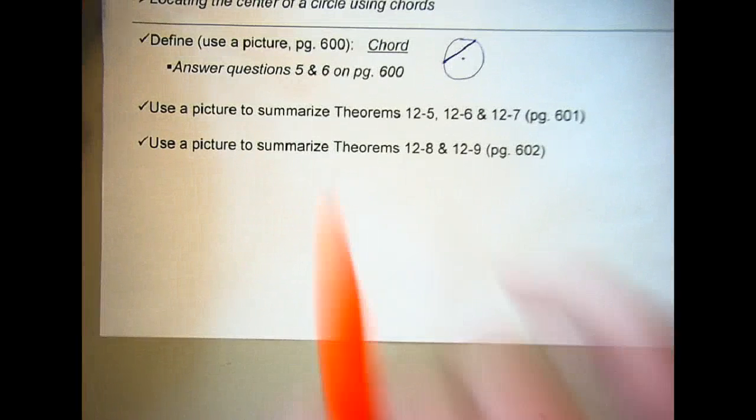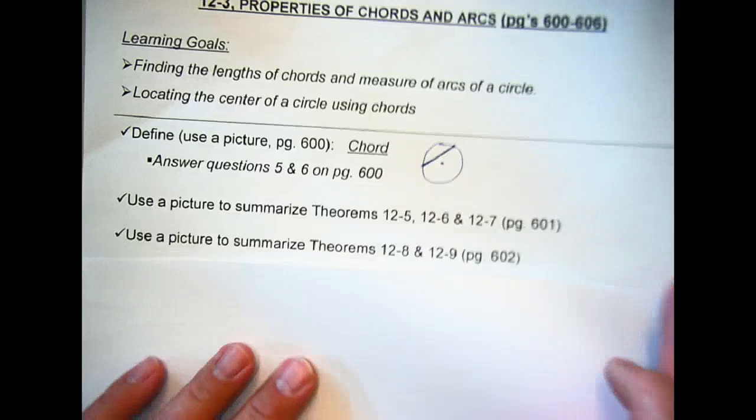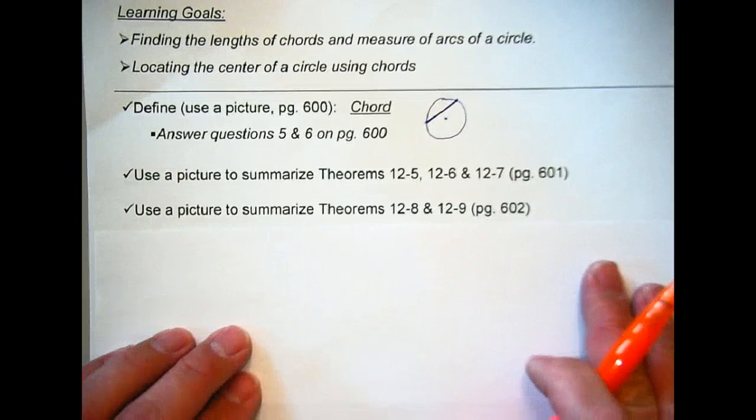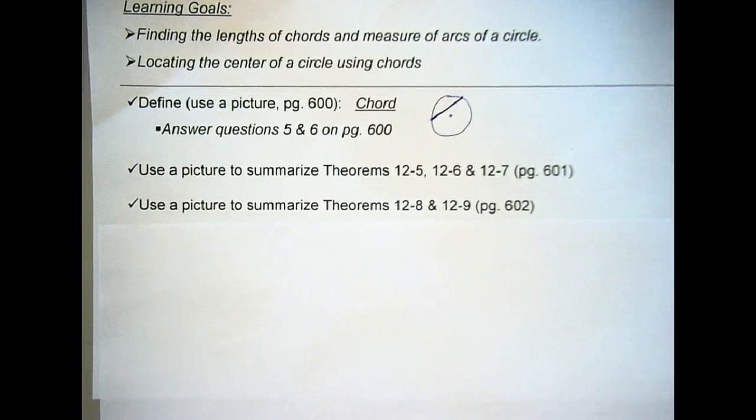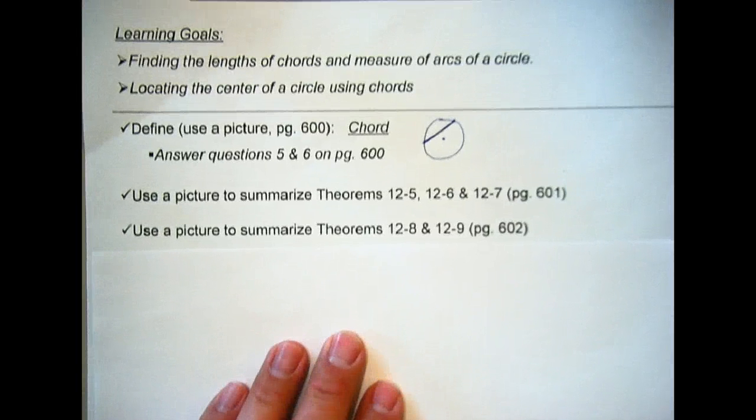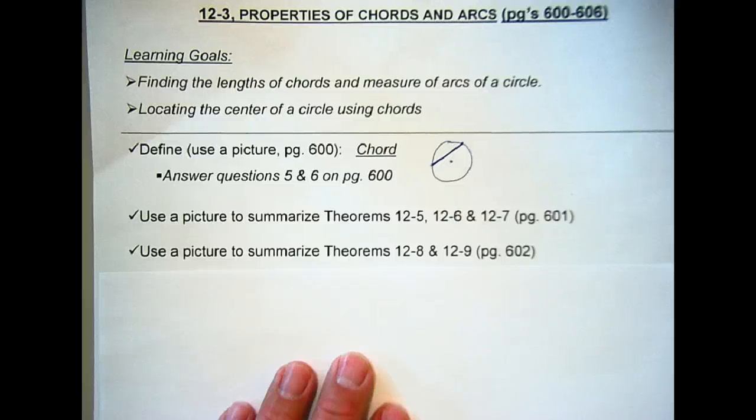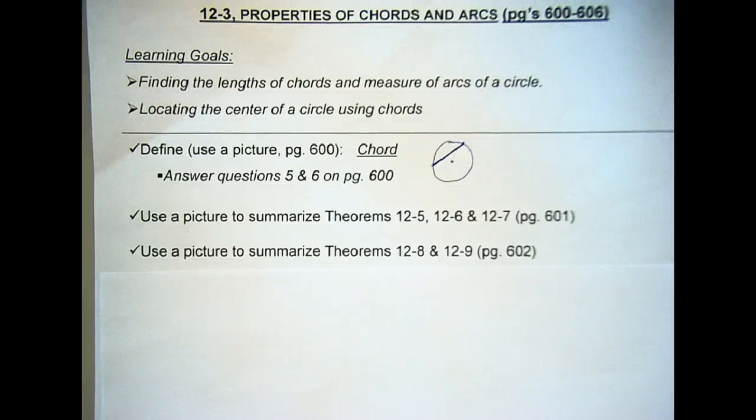Okay, I want you now to use a picture to summarize theorems 12.5, 12.6, and 12.7 on page 601, and a picture to summarize theorems 12.8 and 12.9 on page 602. Now remember, also on your note card, you should probably get some of these theorems and this information down that you don't know, so that you're ready for your quiz on it.